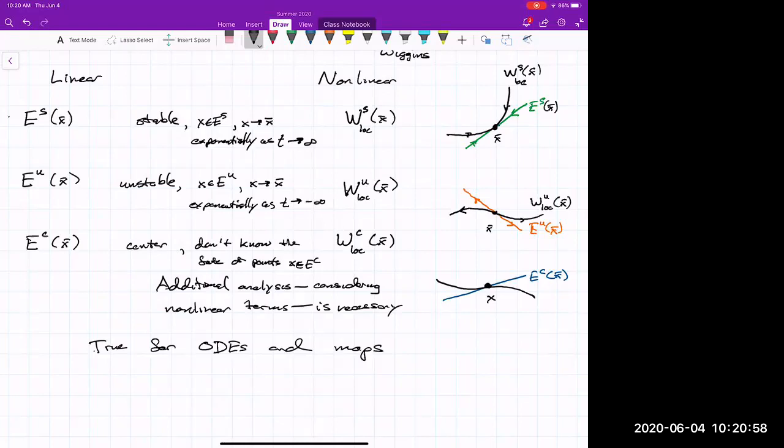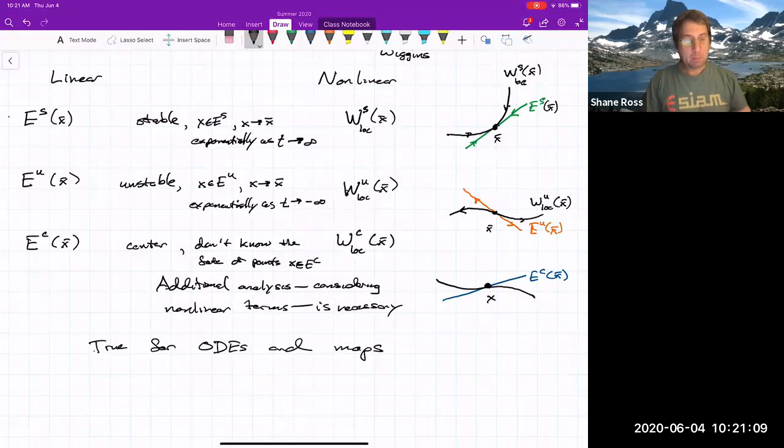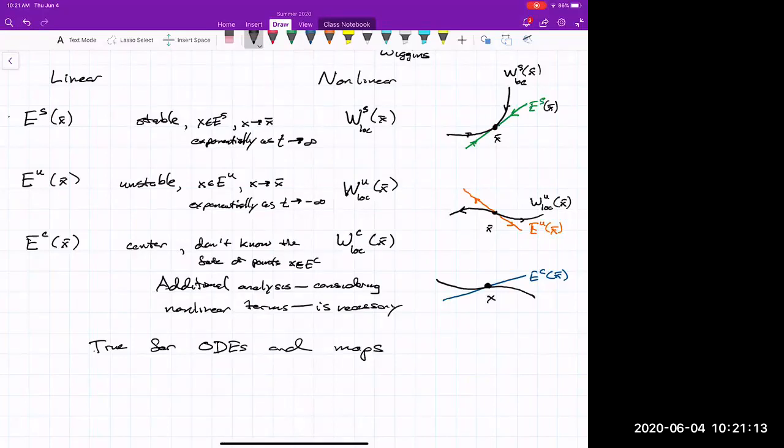So you said that you can't make any judgments about what will happen to the center manifold based on the center subspace. Is that even true locally? Yes. Okay. And I'll give some examples later.